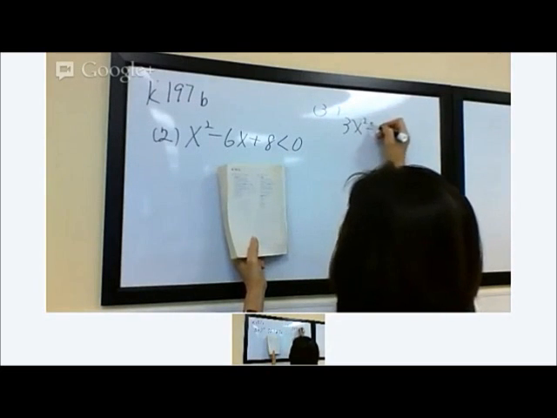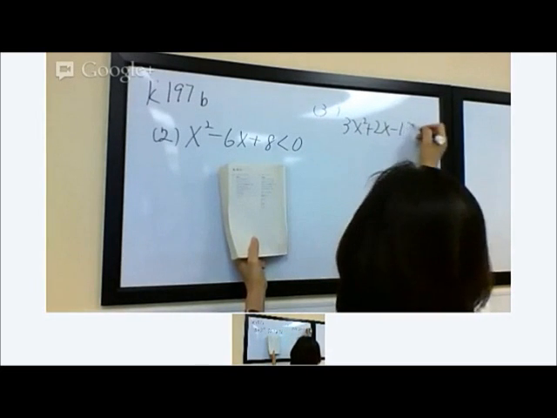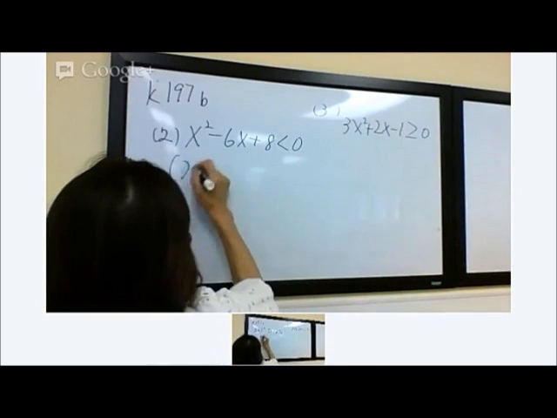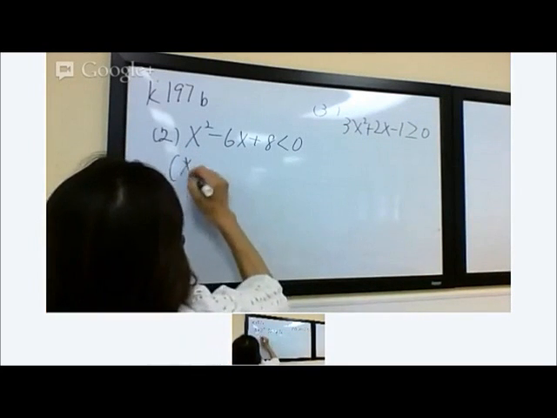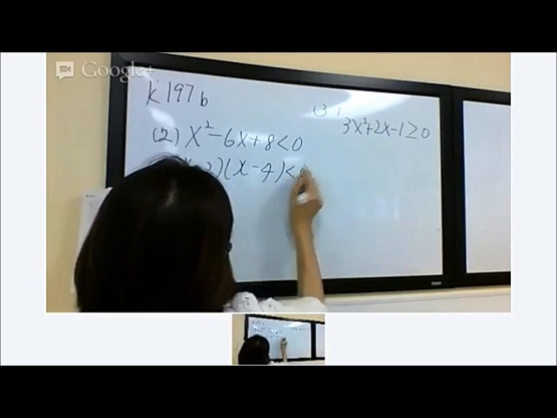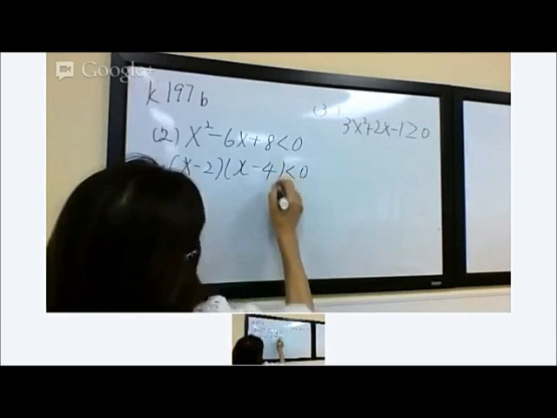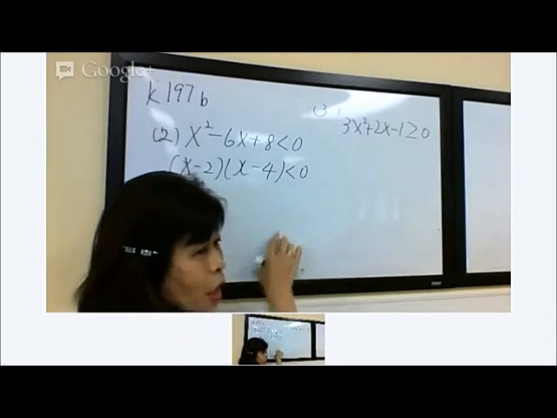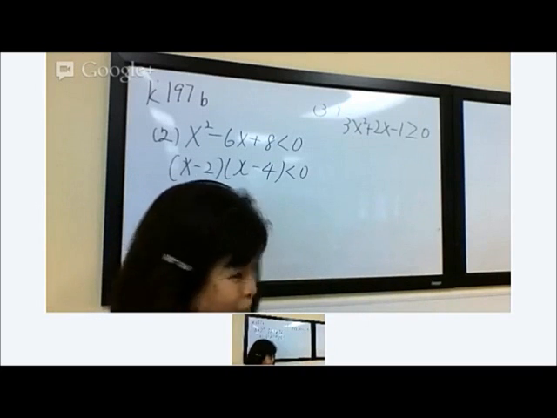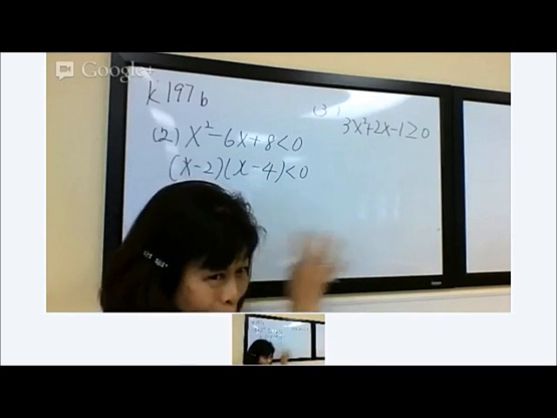3x squared plus 2x minus 1. I know, it probably came like how to get the next answer, right? In the factor here, x minus 2, I'll keep the x minus 2, x minus 4. This is 0, right? Then the student gets stuck here. From here, how to get the answer? That is what we did today. These said, if the less than 0 is between, right?